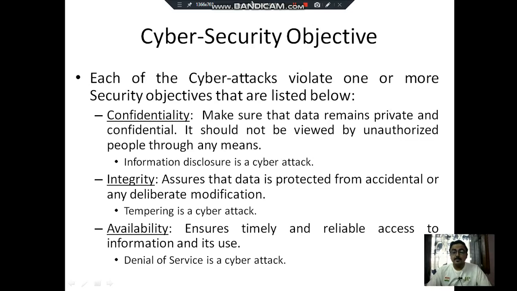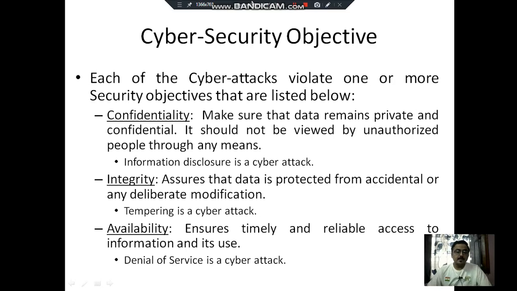So, tampering is a cyber attack on the objective of integrity. We are sending some essential information to the receiver, but in the network, some tampering is done by the attacker. And after that, that data is delivered to the receiver. This is the type of attack on integrity.